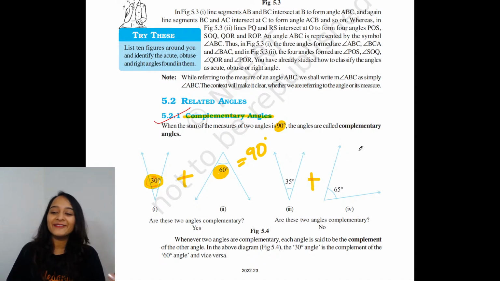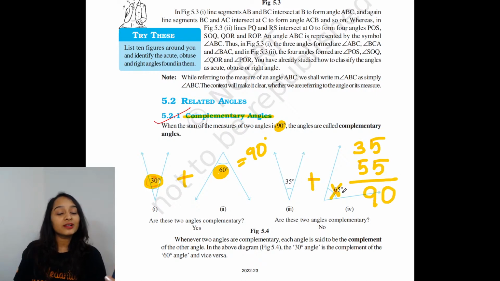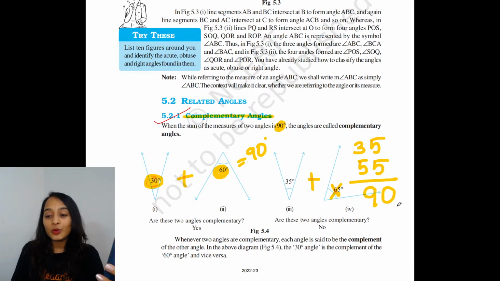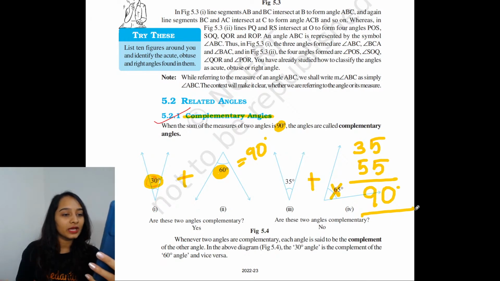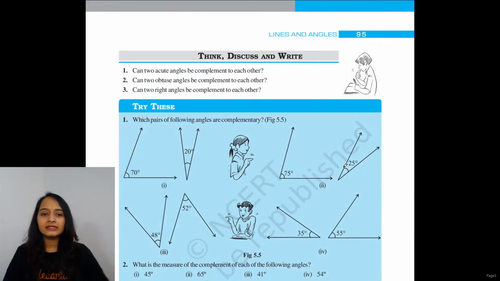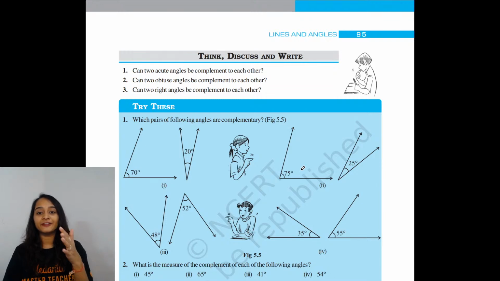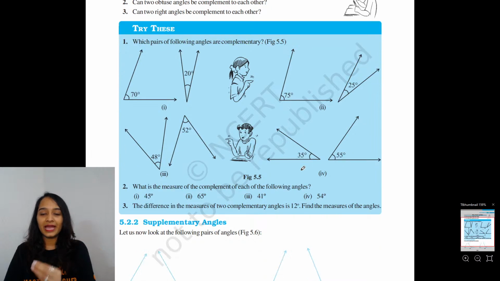Yes, amazing. 35 plus 55 is giving you 90, right? So what is the complement of 35? Yes, it is 55 degrees because when you add them up, it is equal to 90 degrees. Very good, Atulya, Moha, Mona Lisa. Awesome. So now you know what complementary angles are. When you add 2 angles and it is equal to 90 degrees, you can call them complementary angles.